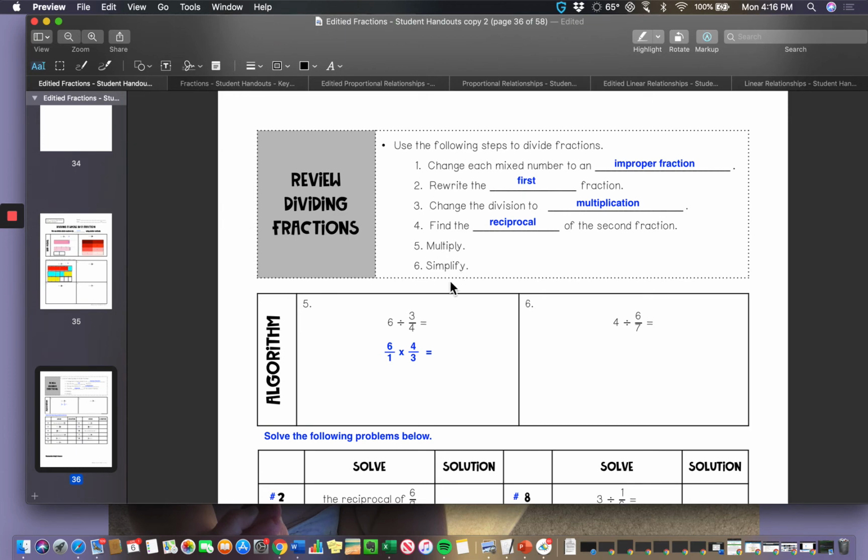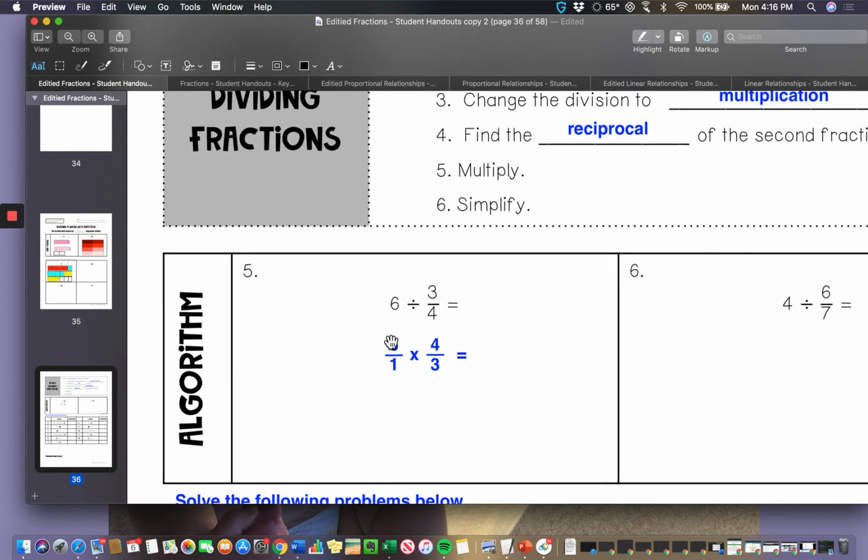Look, keep, change, flip. Take a look at number 5. I keep the first fraction. I change the operation from division to multiplication, and I flip the second fraction. So now I can multiply right across, and 6 times 4 is 24, and 1 times 3 is 3.